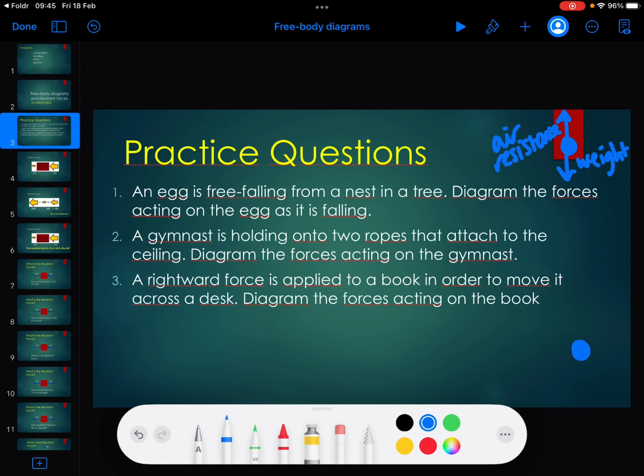Again, I draw the blob for the gymnast. Again, I'm going to have weight acting down because we always have weight. But this time, we are going to have 2 arrows acting up because they are the ropes that they're holding onto. And those arrows I'm going to label as tension.